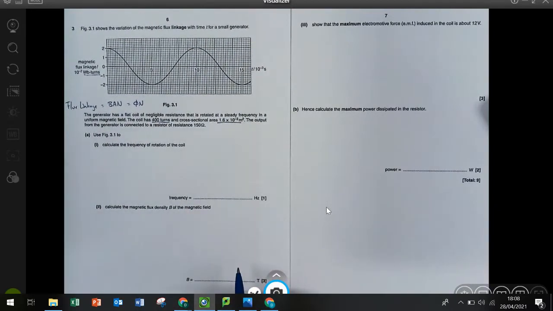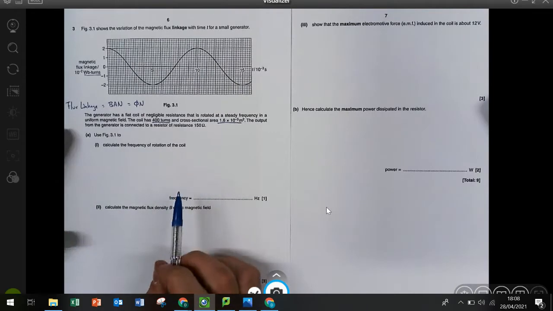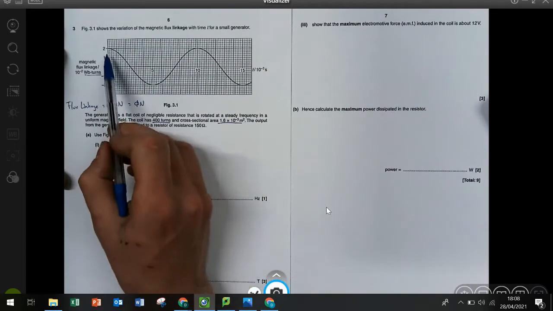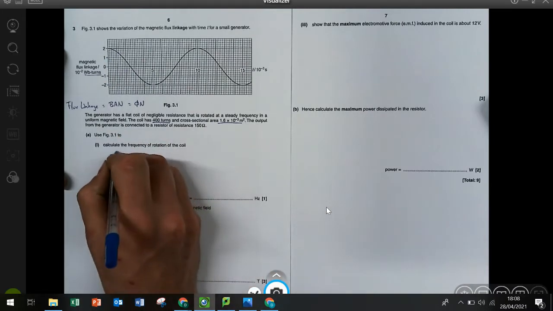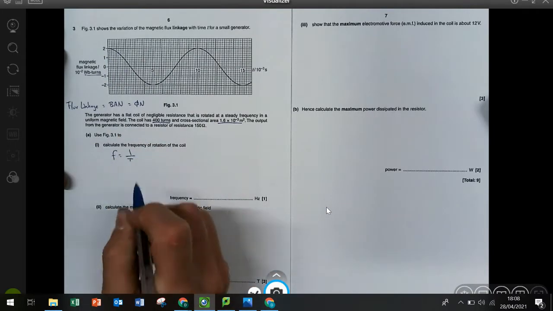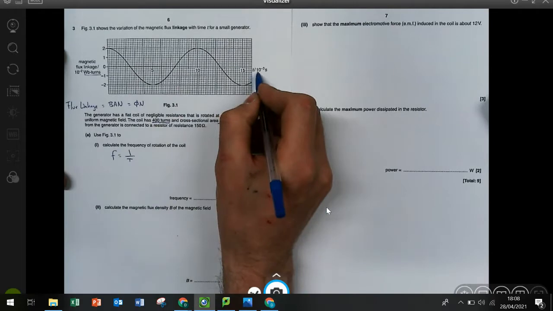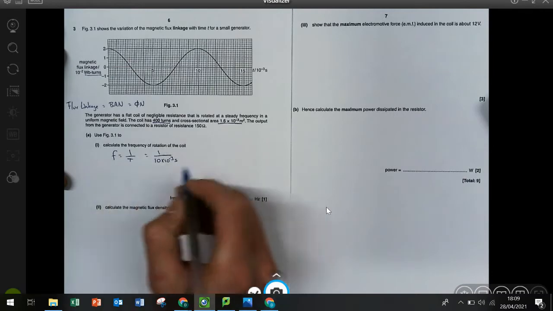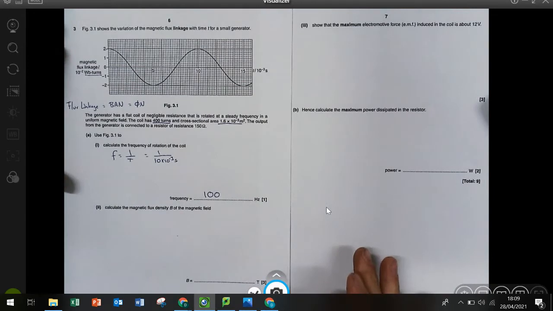We're told there's a cross-sectional area of this, which will be important later as well. So the first one is calculate the frequency of rotation of the coil. To be fair, you actually don't need to know what flux linkage is to do this. This is simply saying, how can we get from a time graph with a wave on it to frequency? Well, we know that frequency is 1 over time period. What is the time period of this? We can see that it's 10 times 10 to the minus 3 seconds. So we can work out the frequency, which is 100 hertz, 100 times per second.